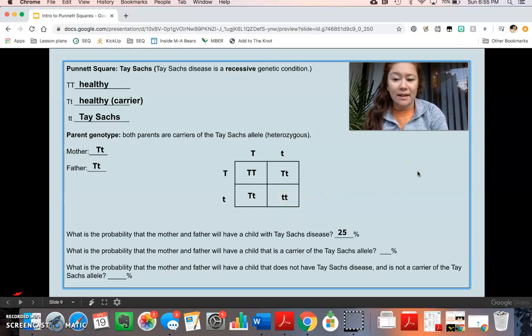The next question is asking about the probability that they will have a child that is a carrier of the Tay-Sachs allele. Well, two of these individuals carry that Tay-Sachs allele, so that'd be 2 out of 4, which would be 50%. And the probability that the mother and father will have a child that does not have Tay-Sachs and is not a carrier would be 25%. That's just this one, the only one who doesn't have Tay-Sachs and is not a carrier.